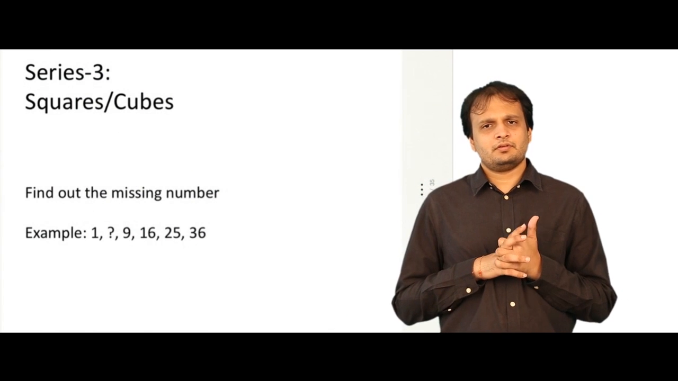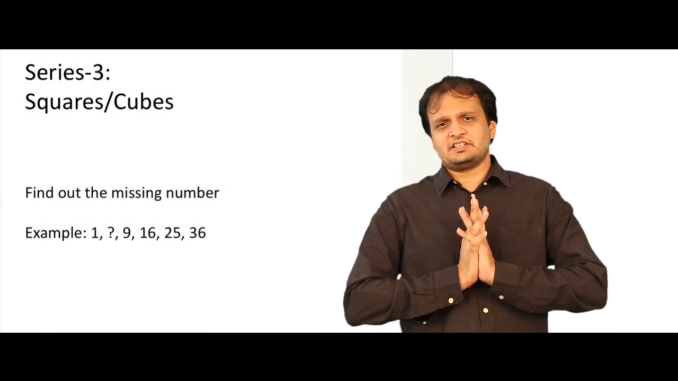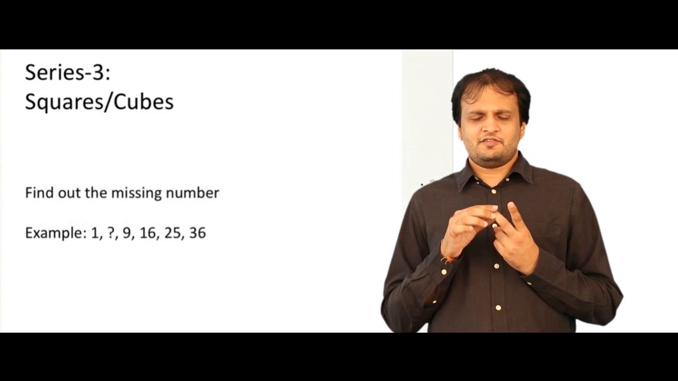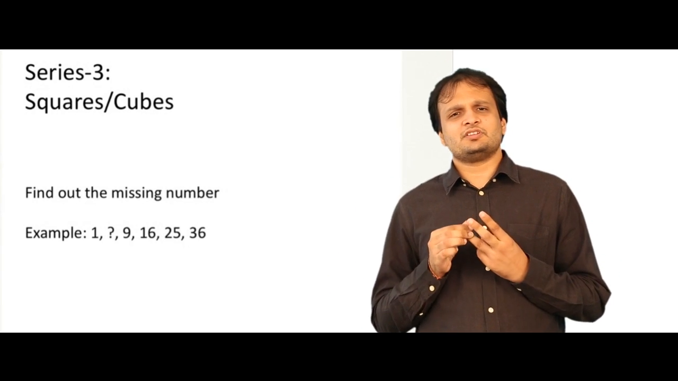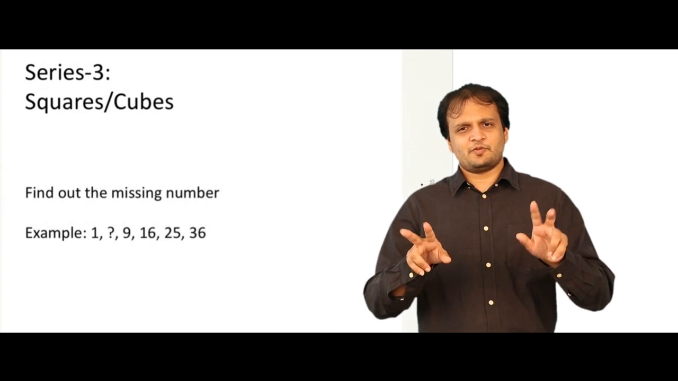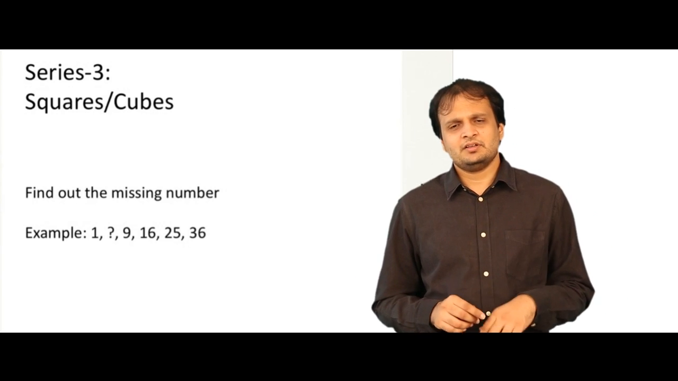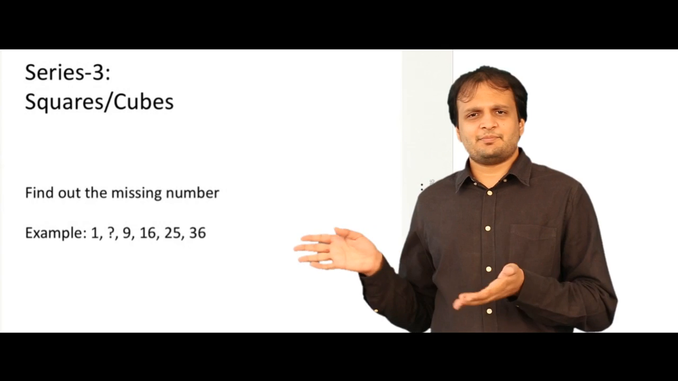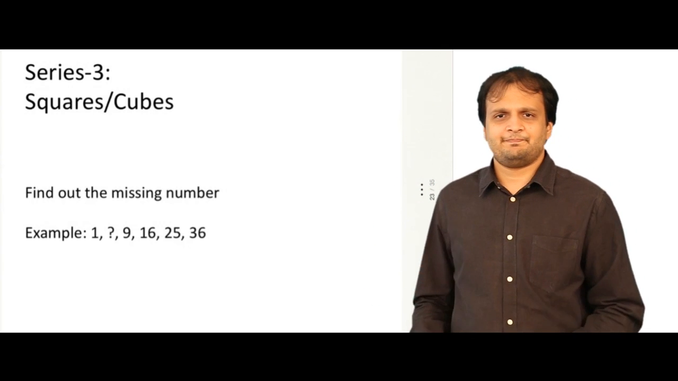Now we move on to the third type of series. So which series have we finished? We finished addition, subtraction, we finished multiplication, division. Now we go to the third type of series, which is squares and cubes. Again, you have the same two types of questions: find the missing number and find the wrong number. So let's start with find the missing number. Let's begin. So let's see the example in front of you, and why don't you attempt it.